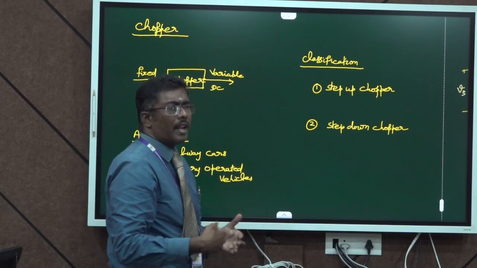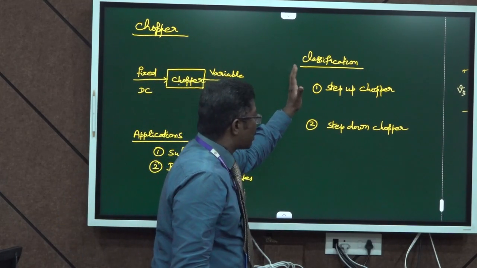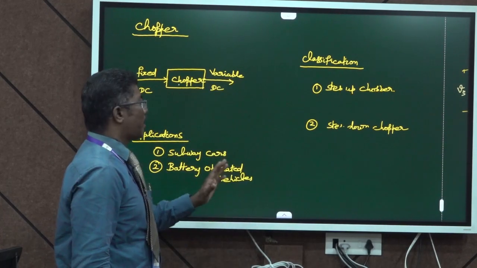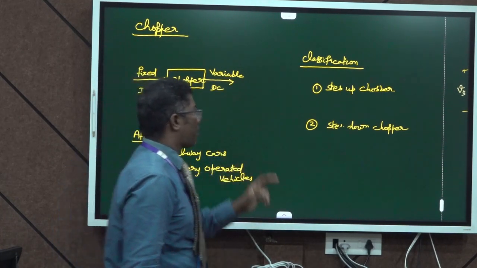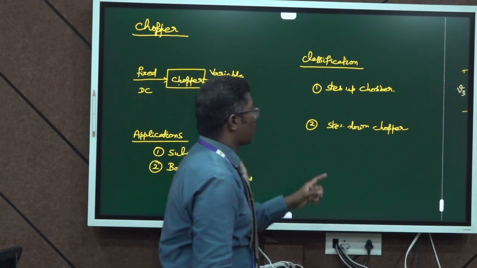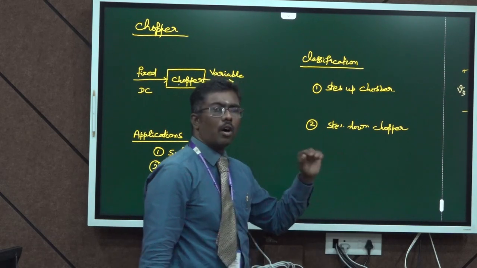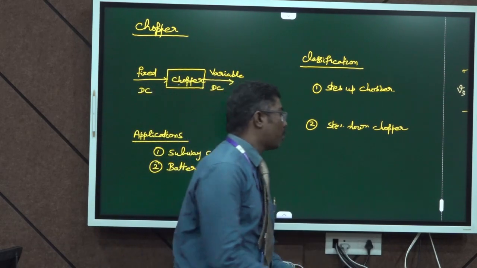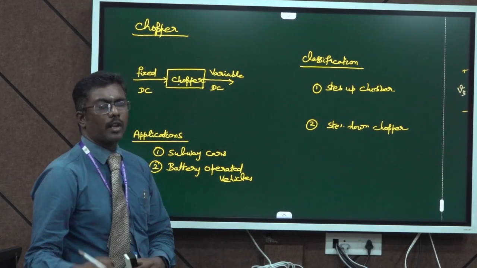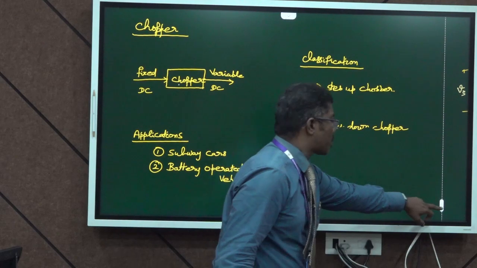As I said earlier, the choppers are classified as step up chopper or step down chopper. In the classification of chopper there are two types, one is step up chopper and the other one is step down chopper. In the step up chopper the output voltage is higher than the input voltage, whereas in the step down chopper the output voltage is less than the input voltage. Now, we are going to discuss the types of chopper, the circuit diagram, the relevant waveforms and the working of the types of chopper.